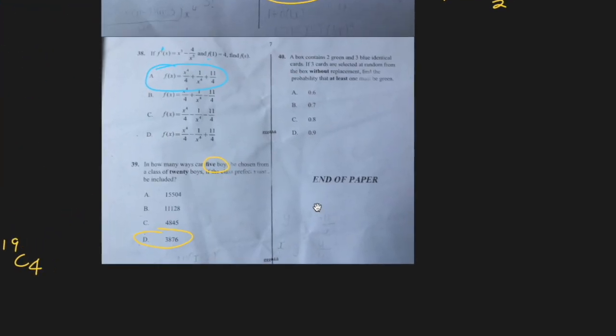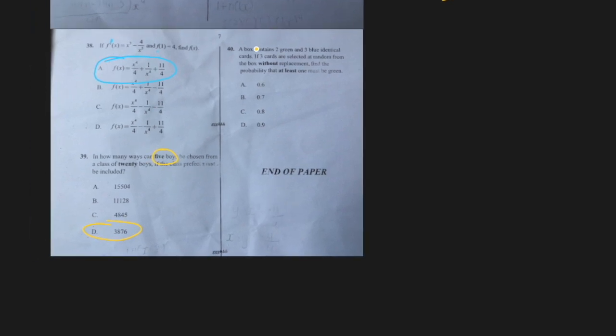Okay. Number 40 and final question. A box contains 2 green, 3 blue balls. Identical cards, or not balls, cards. Okay. If 3 cards are selected at random, without replacement, find the probability that at least one must be green. At least one. So, again, the same situation like in one of the previous questions.